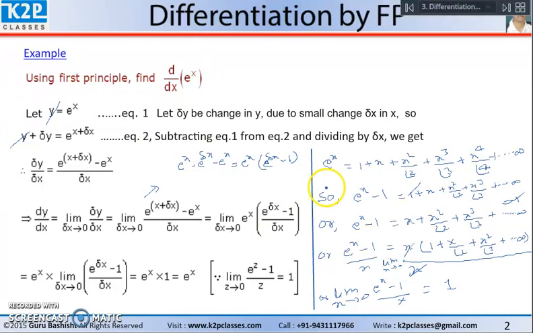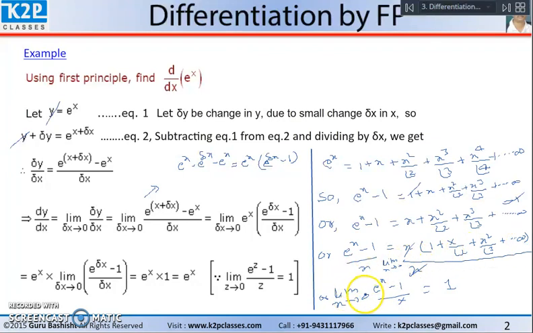How will it become 1? Look, here the formula is e to the power x equal to 1 plus x by factorial 1 plus x square by factorial 2 plus x cube by factorial 3 plus x to the power 4 by factorial 4 up to infinity. So e to the power x minus 1 will be x plus x square by factorial 2 plus x cube by factorial 3 up to infinity. Divide both sides by x and take x common. So this becomes 1 plus x by factorial 2 plus x square by factorial 3 up to infinity.